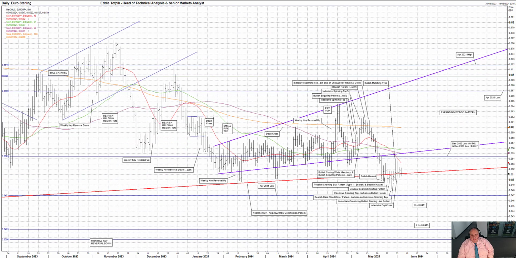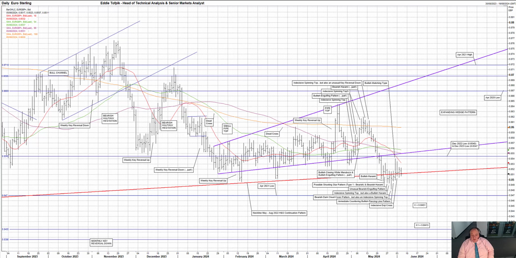Euro sterling. A fourth bullish white soldier yesterday, though it is still within last Friday's overall range. However, it was a stronger close, up and away from the bright red neckline, currently at 85.12, of the May to August 2022 head and shoulders continuation pattern. Overhead, we have the combined resistance of the December 2022 low at 85.45 and December 2023 low at 85.47. Whilst below the bright red neckline, we have the lows of mid-March and mid-February between 84.96 to 85.02.